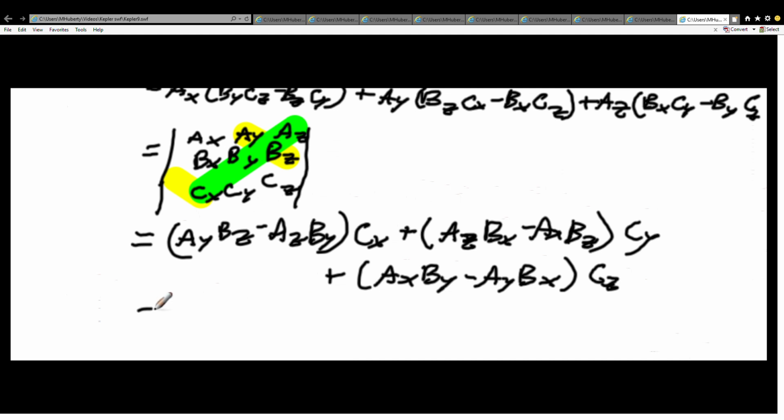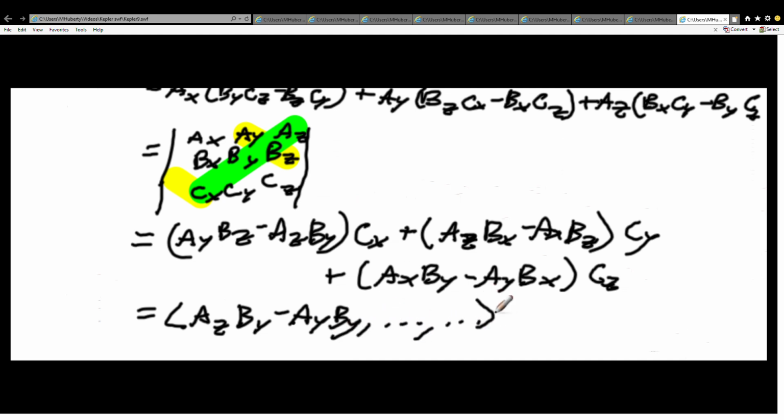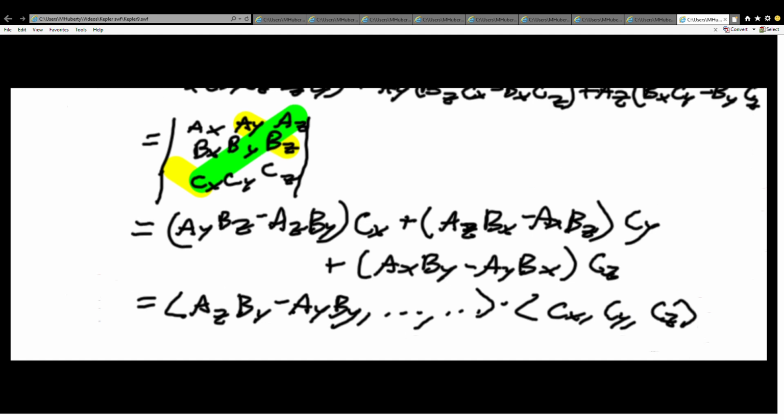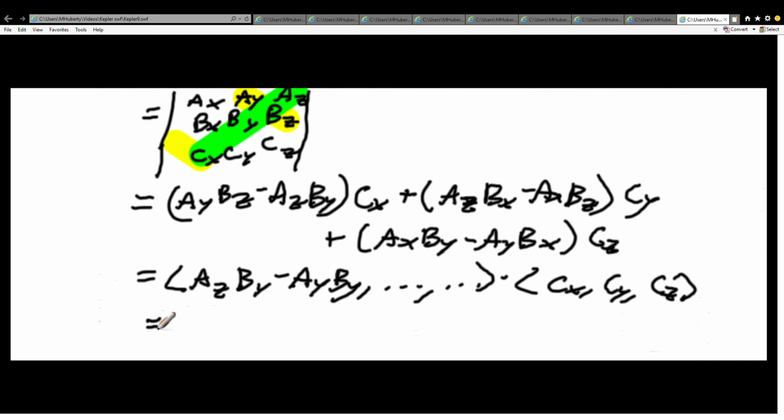Well, that can be written then, all that stuff factored out, as AZ BY minus AY BZ. You can work the rest of these out, right? The rest of those dotted with CX, CY, CZ. Sorry, getting a little sloppy. But that's just saying this first thing ends up just being vector A cross vector B, and all that dotted with vector C, which is what we wanted.